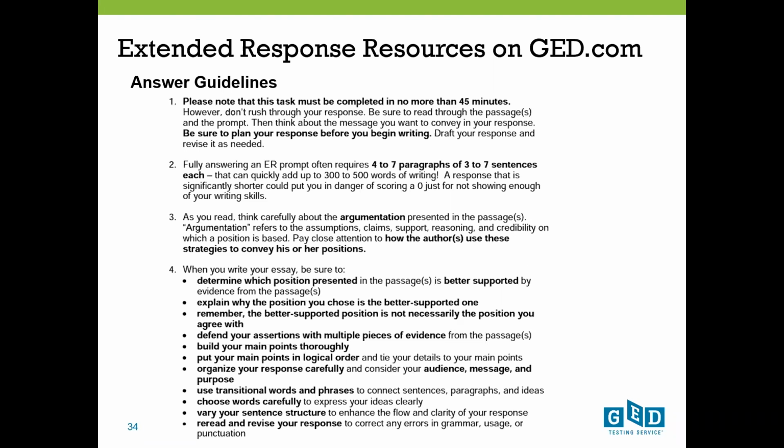Also, it points out that the better supported position is not necessarily the position you personally agree with. And I think that's a really good note here, because that's, again, where students or test takers might go wrong with this, is they get distracted and focus on what their opinion is. And they're really ignoring the part where they're analyzing the arguments and the evidence and so on. So there's a lot of good stuff here in the answer guidelines that you can use.